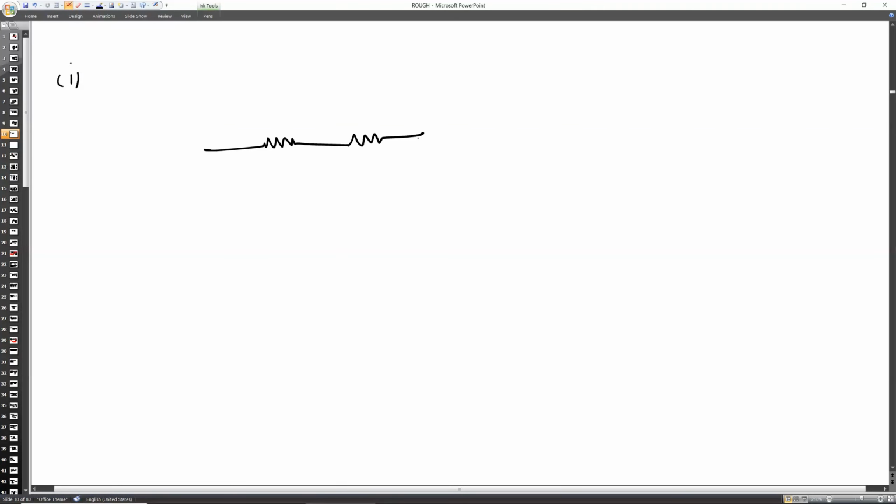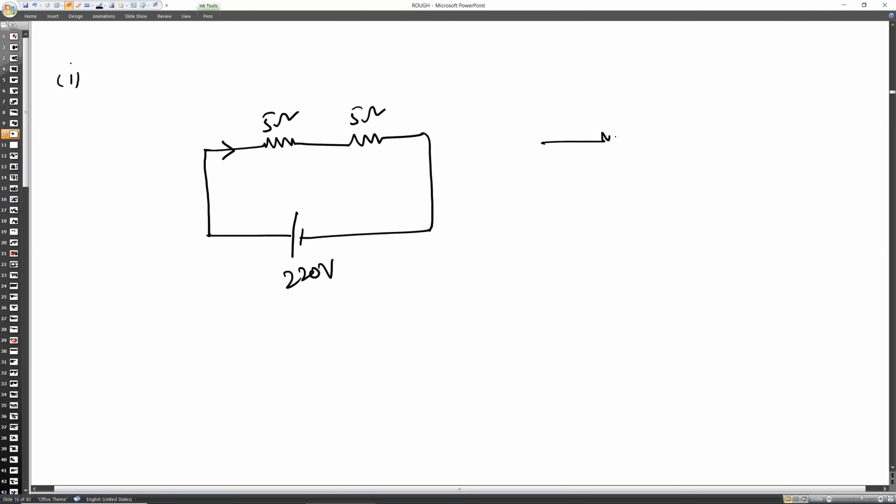Here we have a question, and you need to understand it. Let's suppose this is a 5 ohm resistor and this is another 5 ohm resistor, and they are connected with a 220 volt battery. Now you can imagine what the current is in this. The equivalent resistance is 10 ohm.